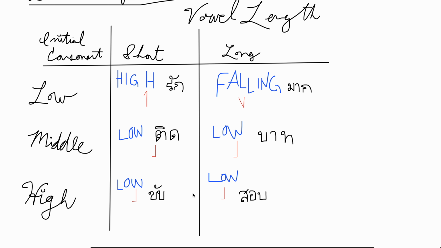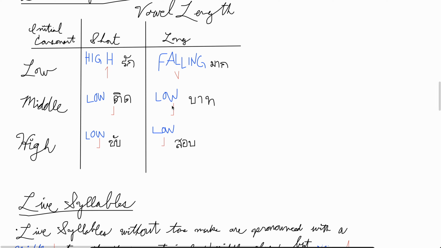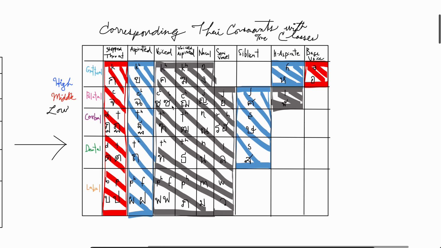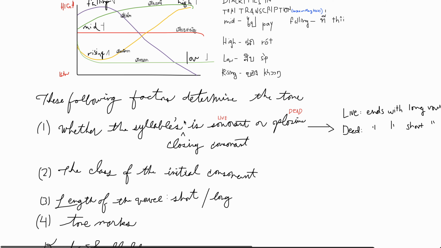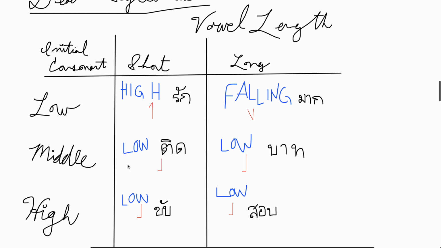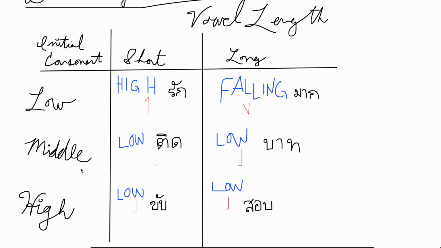So let's start with the low ones. If it's a low initial consonant and it's short, it's high. It's going to be like rak, rak, rak. But if it's long, falling. Mag, mag. And if you notice here, you look at the initial consonant of the syllable, because every syllable has its own tone. And then you can refer back to this table if you would like, or try your best to memorize the whole table. Middle is low regardless.